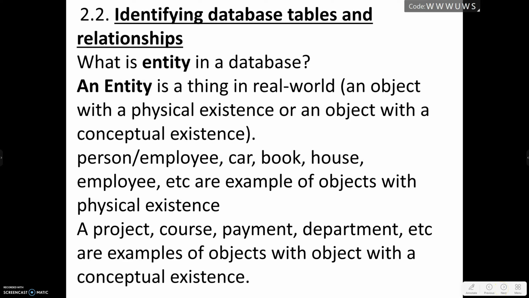Identifying database tables and relationships in these technical specifications: which types of entities can be used in the database? What is an entity? It is a thing in the real world, an object with a physical existence or an object with a conceptual existence. Persons, employees, cars, books, and houses are examples of objects with physical existence. Physical objects can be touched or seen.